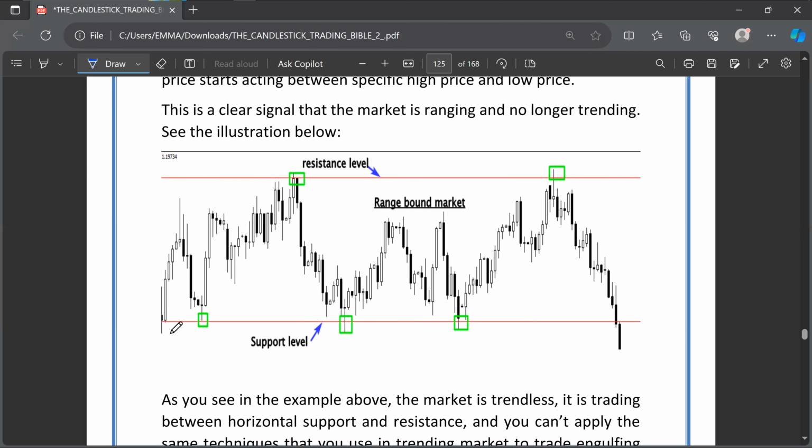So this is a trending market. Trending, you move up. So this is a trending market. And then realize that anytime it gets towards the bottom of it, there's some kind of pattern that is formed. This is what?